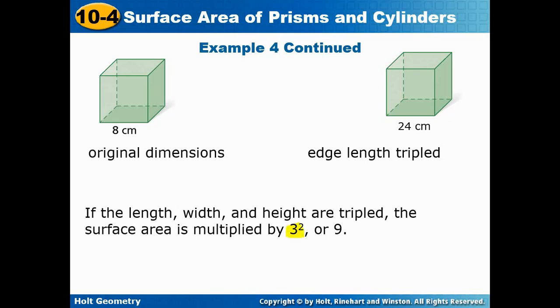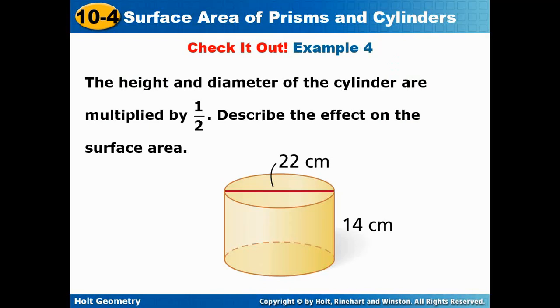If the dimension is multiplied by 3, then the area will be multiplied by 3 squared. Same number but squared since it is area, or it will be multiplied by 9. This is the effect on the surface area of the two cubes. Check It Out 4.